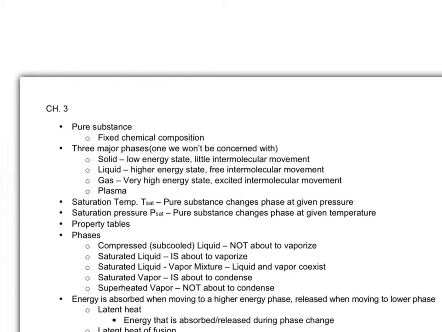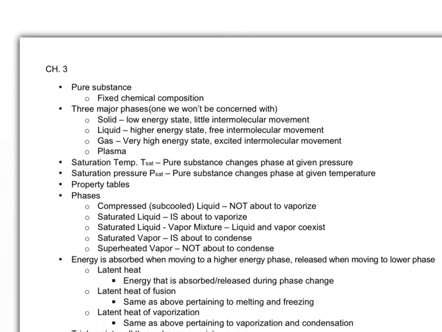So if we have that little hump like this, you'd see that this is going to be your subcooled liquid. Right here is going to be your saturated liquid. It's right there on the line. From here to here is going to be your vapor mixture, where it's both coexisting with liquid and vapor. Along this line here is when it's a saturated vapor, and it's not about to condense. So you put more energy into the system, and you'll see it take off, and now it's superheated.